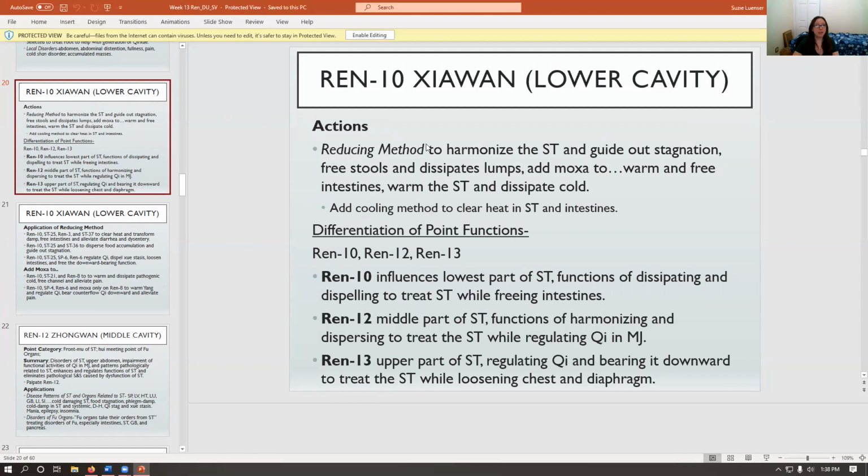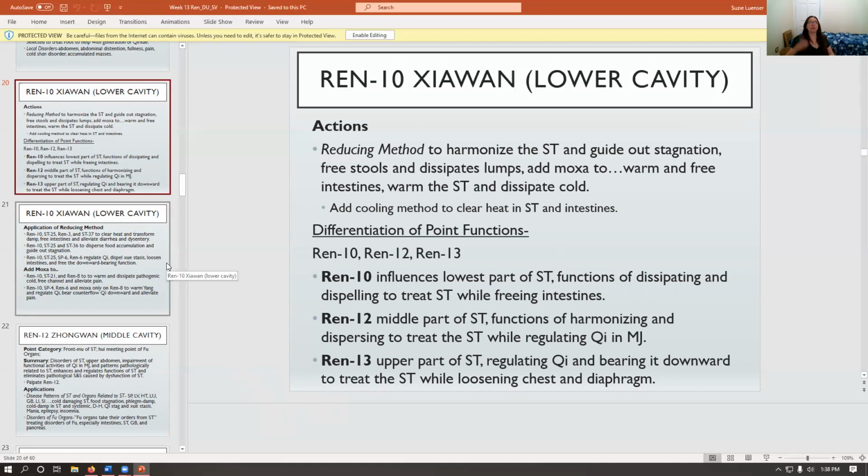Like I said, reducing method is really what we're going to be using on Ren 10. You can add cooling method to clear heat. You can add moxa to warm and dispel cold. This is an important differentiation of point functions: Ren 10 versus 12 versus 13.